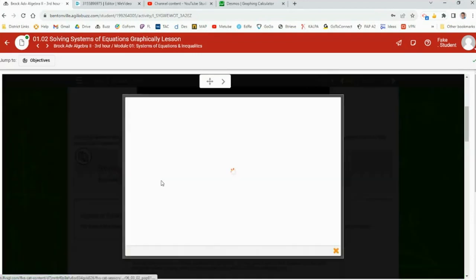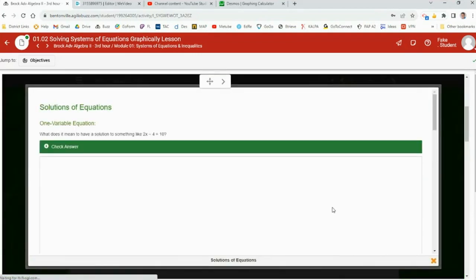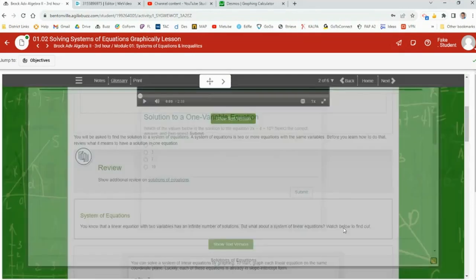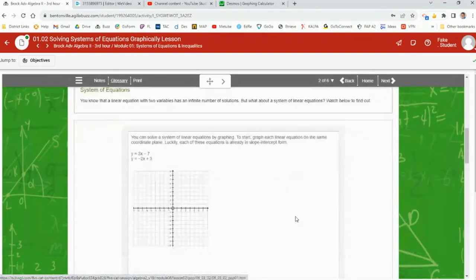Here's a review on solutions of equations. All right, solving that. Again, I'll let you look at that later in your own time. So this says you can solve this by graphing. To start, graph each one in the same coordinate plane.